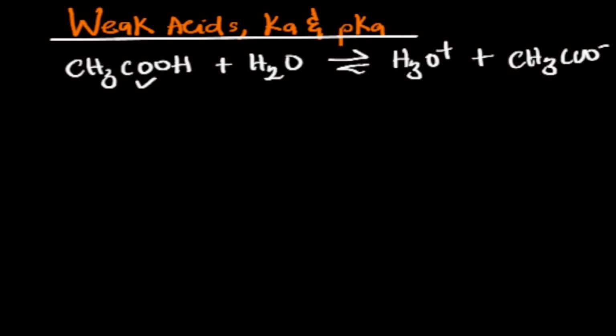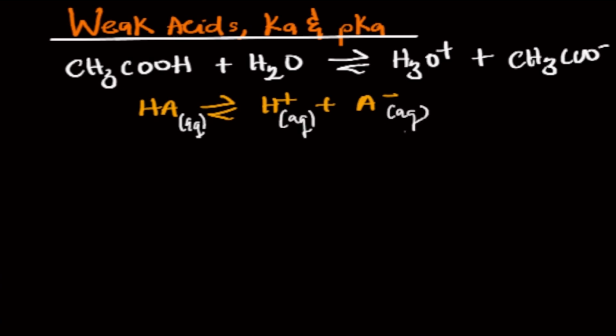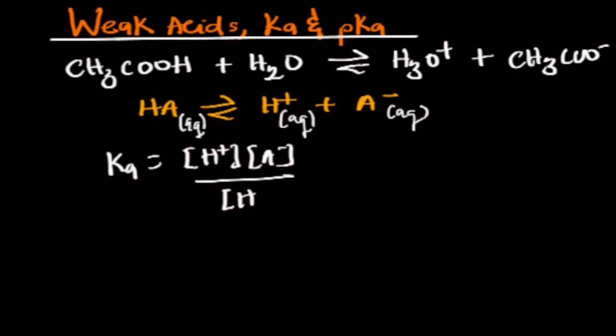Now, what I'm going to do is represent this particular equation with an unknown weak acid. Suppose you have an unknown weak acid HA, which, when dissolved in water, dissociates into H+ and A-. And don't forget that the state of all of them is going to be aqueous, right? Now, what I'm going to have is the acid dissociation constant. Ka is the acid dissociation constant, and if I apply the equilibrium law, I'm going to have the concentration of H+ multiplied by A- divided by the concentration of HA.